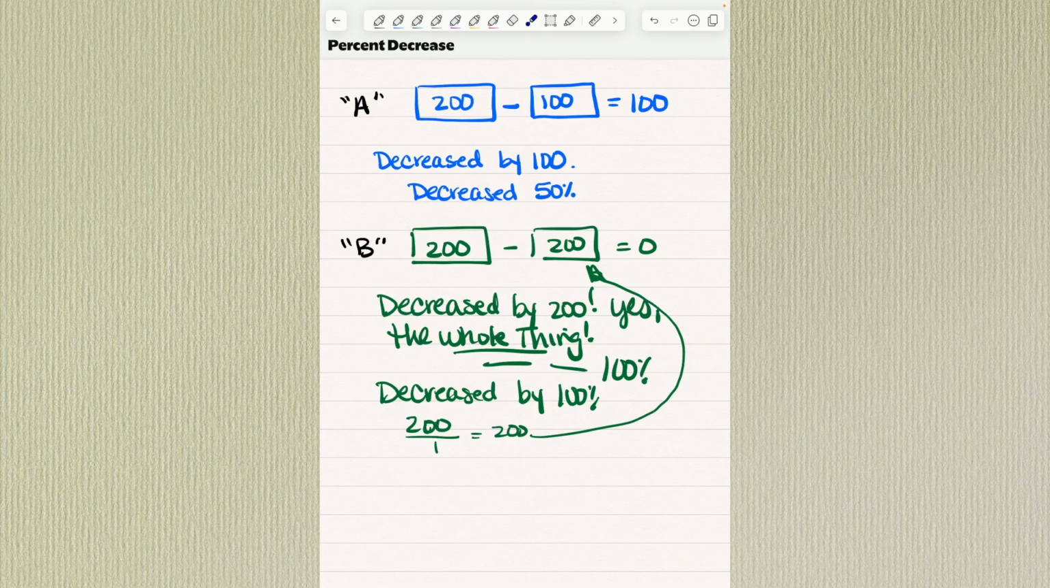Now somebody would look and say, oh, I decreased it by 200%. No, you didn't double it. You took the whole thing. If 200 is what you started with, that represents the whole thing. And if you subtract 200, you subtracted the whole thing. So you decreased by 100%.